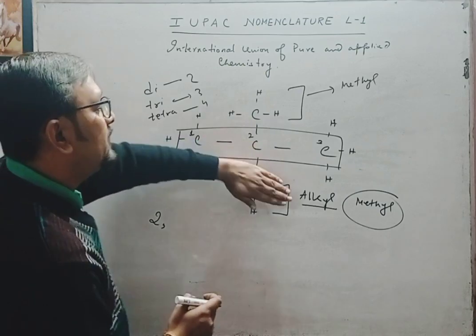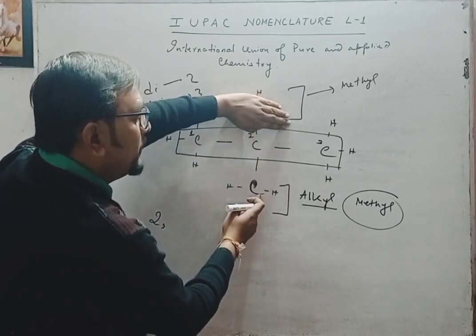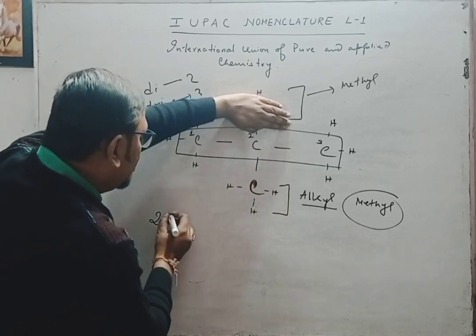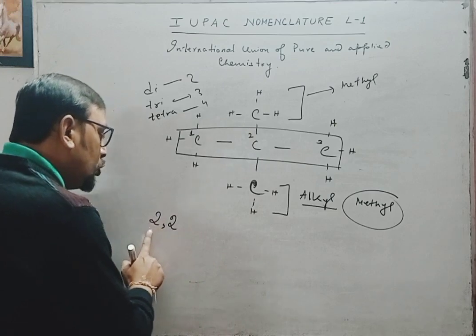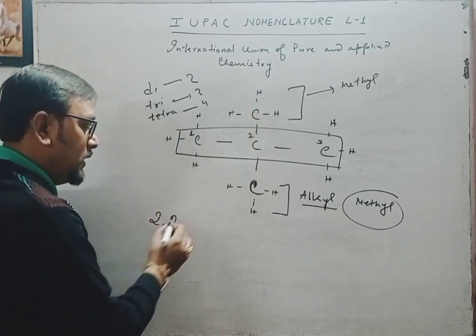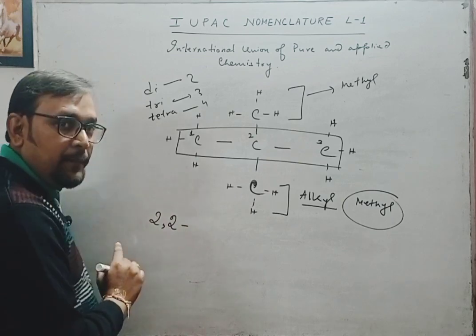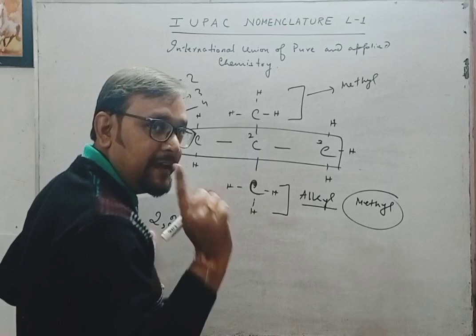Why? Because again I will write a name. So these 2 represent, say, this substituent. Now hide this. Now these 2 represent this substituent. So another 2 again you will write. Yes? Now 2 comma 2. You have repeated the number twice. Yes, the same substituent is repeated twice.